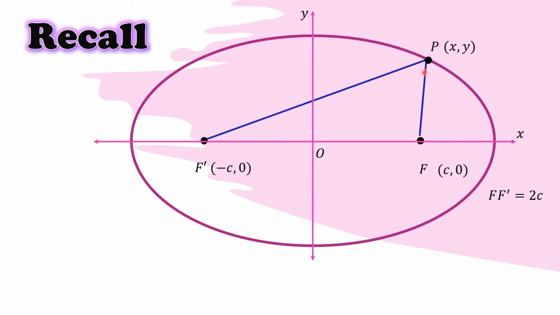We set the distance between the two fixed points as equal to 2c, and accordingly, the coordinates of the foci F prime and F are (-c, 0) and (c, 0). Hence, the distance between the origin, or the center of the ellipse, and the foci is c units.